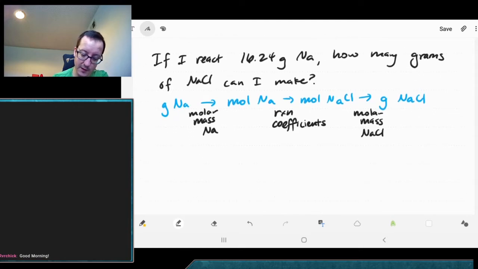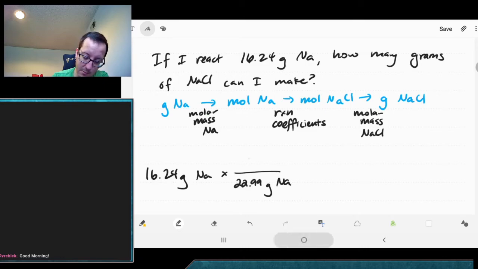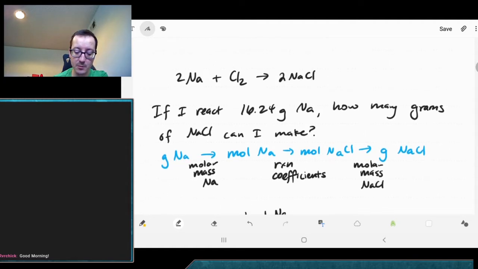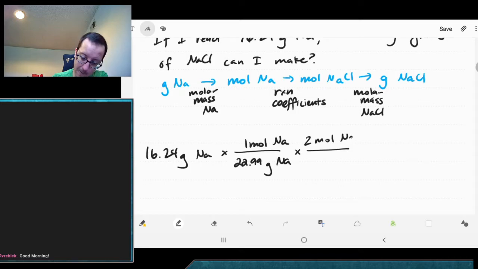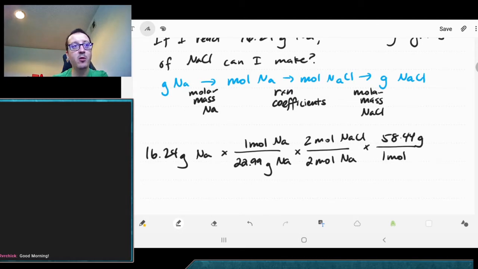All right, so let's go ahead and see what this would look like. So let's start with our quantity of sodium. Our first conversion factor that we've noted here is we're going to be using the molar mass of sodium, which if we look it up is 22.99 grams of sodium for every mole of sodium. We want to now use our reaction coefficients, so let's just scroll up. It looks like both of them have a coefficient of 2. So we're going to write those in here. And then we're going to have our last one, which was the molar mass of sodium chloride. This is 58.44 grams per mole.